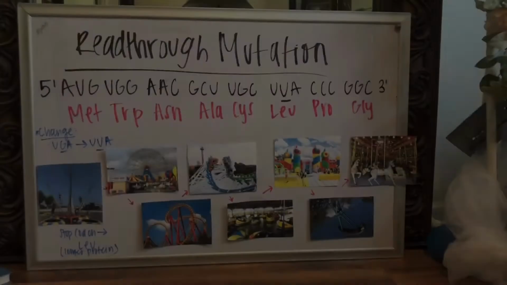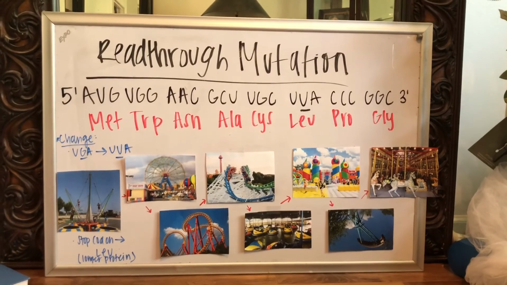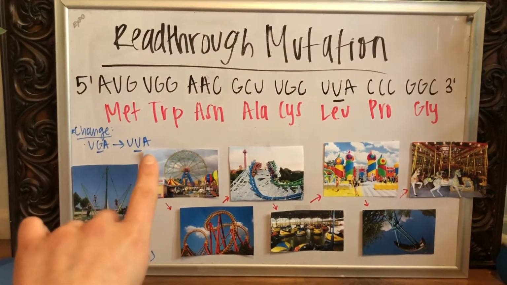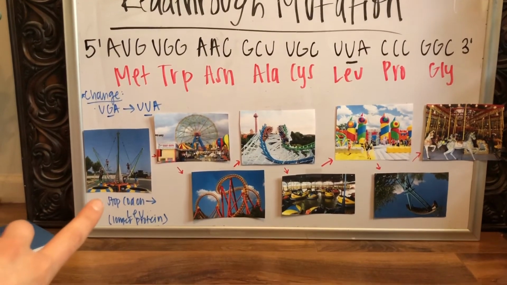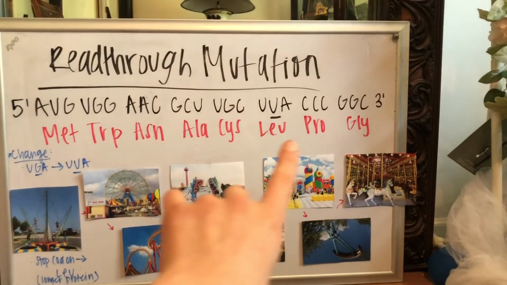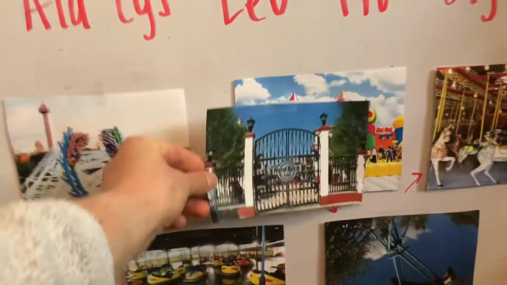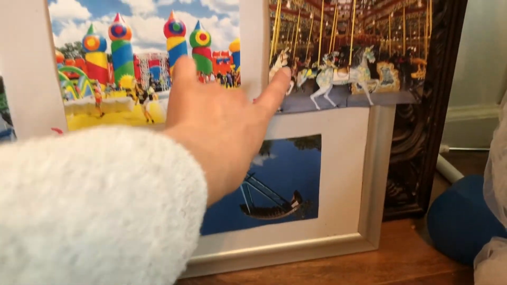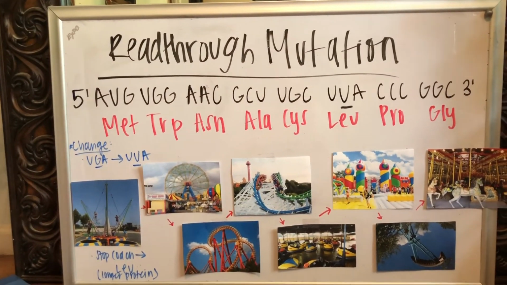A read-through mutation occurs when a stop codon is changed to a codon that codes for an amino acid, which results in a longer protein. UGA was changed to UUA as the nucleotide base G was substituted for U. This changed the stop codon to read into the regular amino acid Leu, which as you can see resulted in a longer protein as there is no longer a stop codon in the sequence. So our stop codon, the gates at the exit, is now Leu, Pro, Gly as follows. This substitution resulted in a transversion purine to pyrimidine.